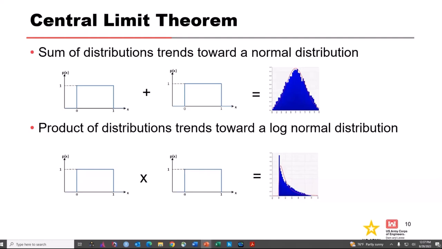Well, in nature, uncertainty, let's say in height or whatever it is you're measuring, is usually derived from the accumulation, and by accumulation, it ends up being a summation of lots of sources of uncertainty and lots of sources of small errors.